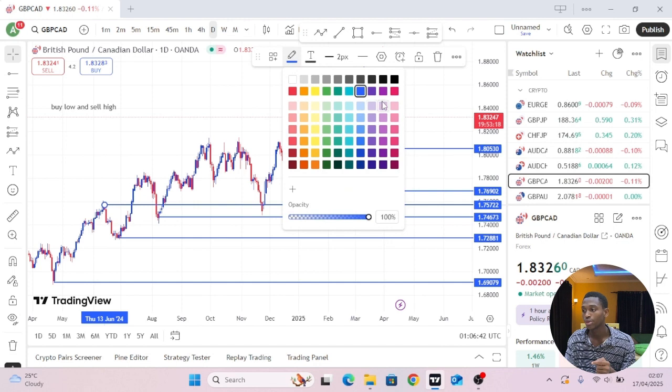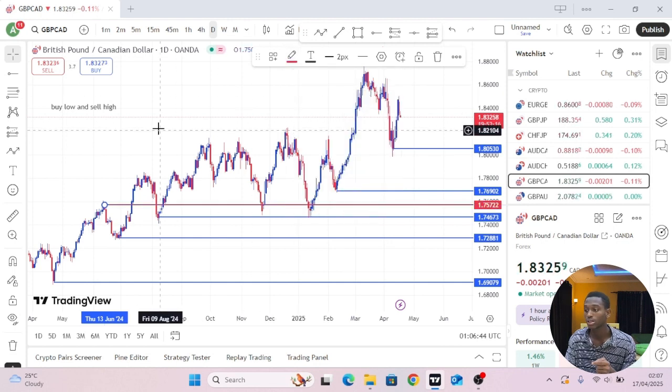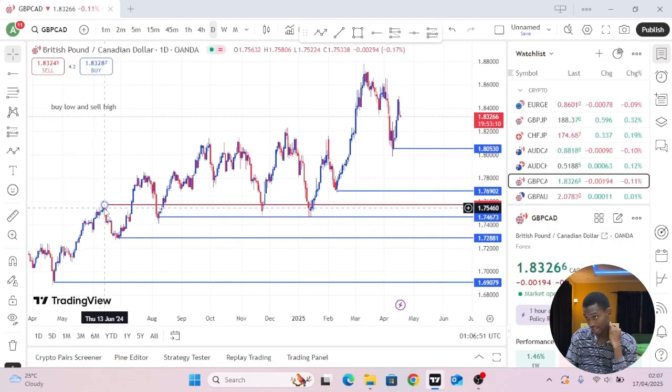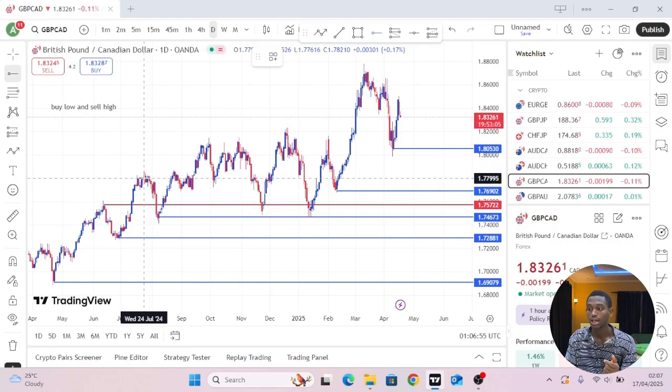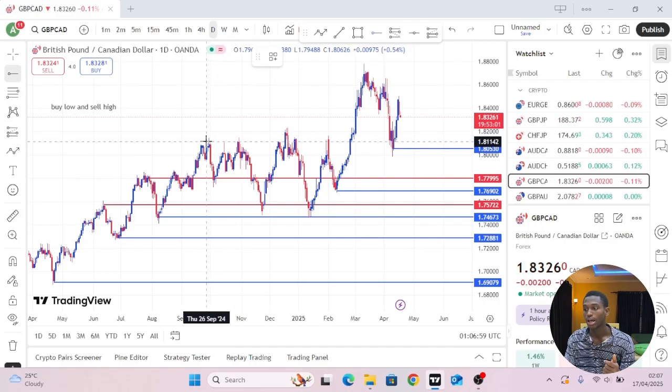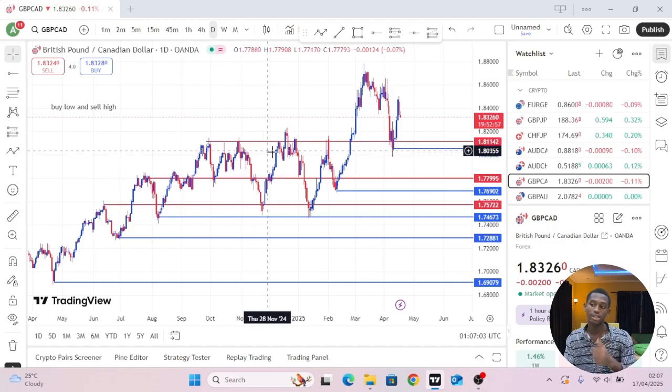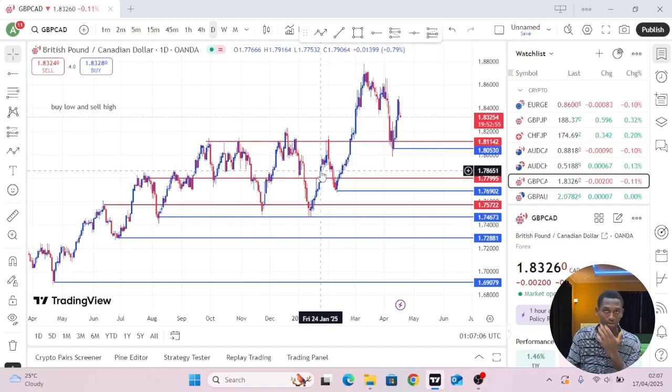Let me change it to red. Now, I'm not going to be marking out the highs because this is not a selling market. It's not a selling market. But this is a high. This is another high. Let me just mark it out so you're going to understand. This is another, like I said, I'm not meant to be marking it out, but let me mark it out. And then this is another high, okay? So these are highs and these are lows in the market, right?